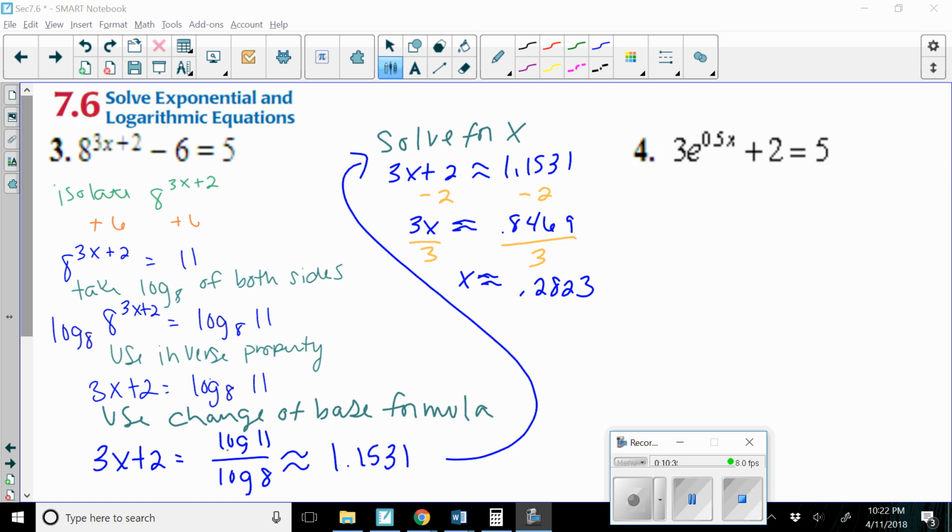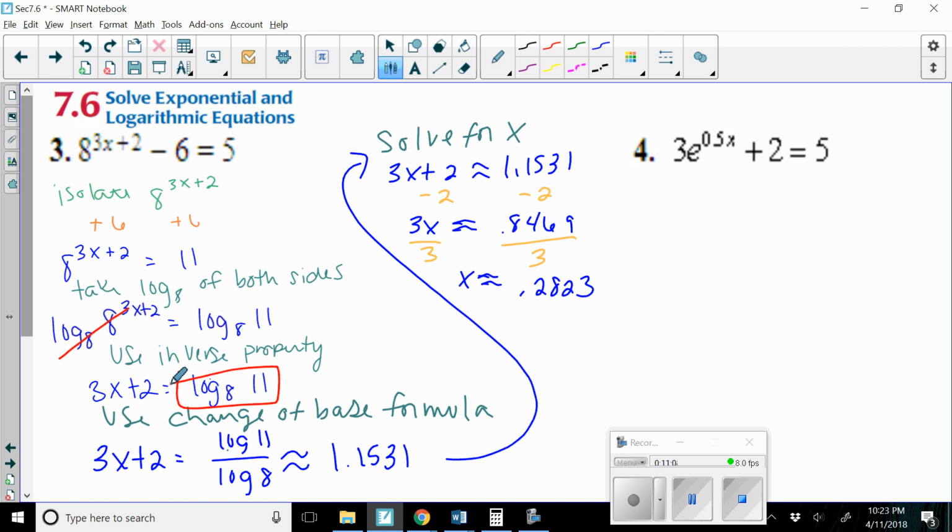So in this first example, the first thing you need to do is isolate that 8 to the 3x plus 2 power so that you can eliminate the base in order to solve for x. So we're going to add 6 to both sides. And we're going to take log base 8 of both sides and then use the inverse property to cancel out that log base 8 of 8. So we're left with 3x plus 2 equals log base 8 of 11.